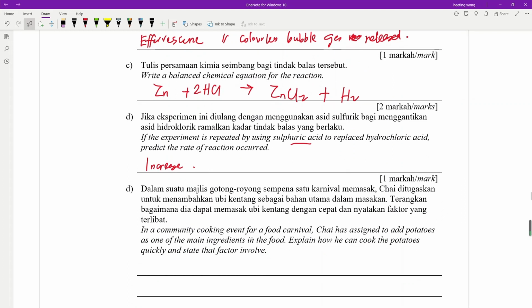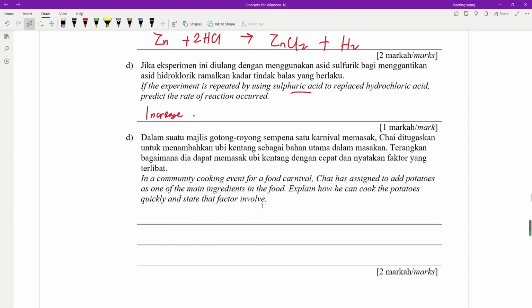Now in a community cooking event, Chai has been assigned a potato as one of the main ingredients in the food. So explain how he can cook the potatoes quickly and state the factor involved. So here you just remember you need to mention the factor. You need to apply one of the factors. Okay. For example, let's say you can choose to cut the potato to a smaller size, right? So the factor you can use is the factor of size.